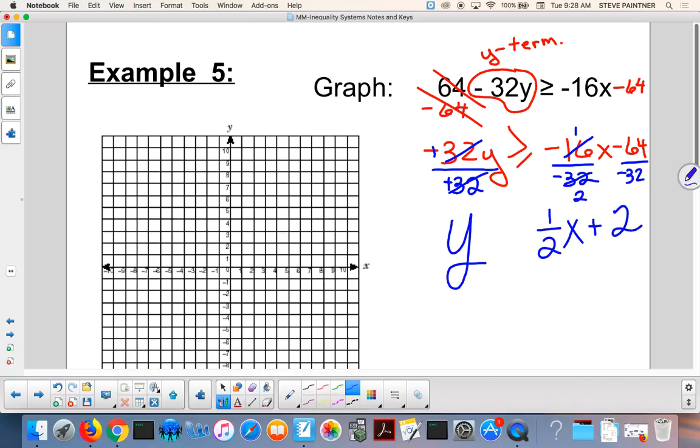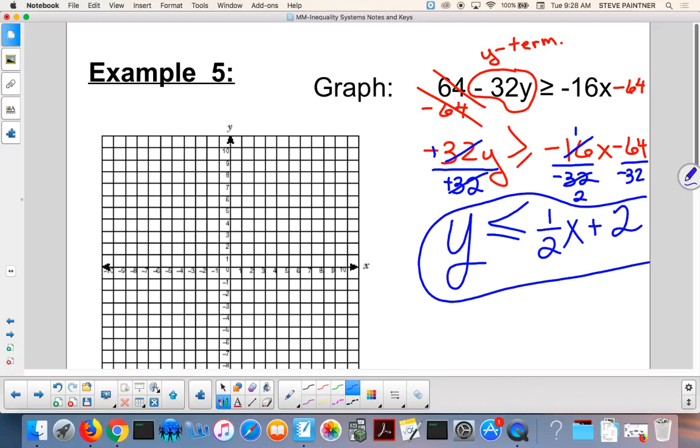Do I switch the sign? Do I leave the sign? What do I do? Switch it. Why? Because you divide it by negative. Exactly. There it is. Guess what? This is yesterday's lesson. Once you get past that switching the sign thing, now it's back to yesterday's lesson.